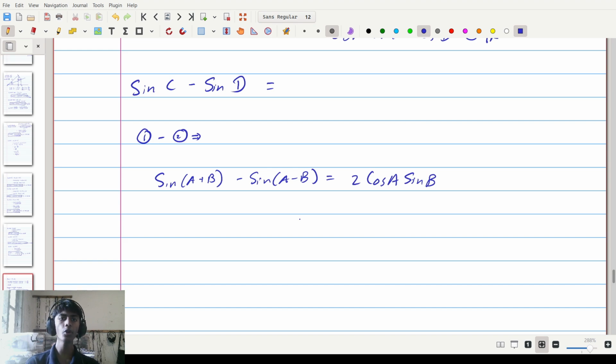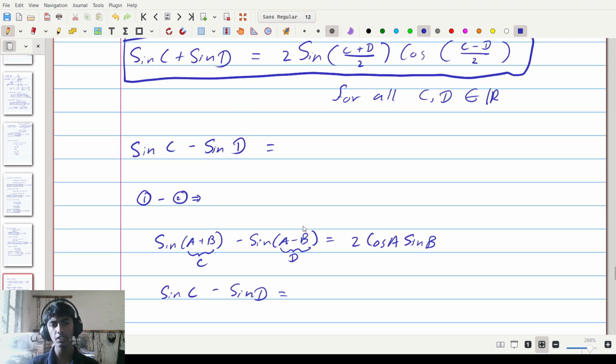Now once again, we do not want sin A plus B minus sin A minus B. We want sine of some angle C minus sine of some angle D. So what we'll do here, same exact thing. We'll replace this angle with some label which we'll call C, and we'll replace this angle with some label which we'll call D. So here, now rewriting the left side, we have sin C minus sin D, which is the format that we want. And on the right side, we have 2 times the cosine of A times the sine of B. Now here, since we want the equation in terms of C and D, we need to replace A in terms of C and D and B in terms of C and D.